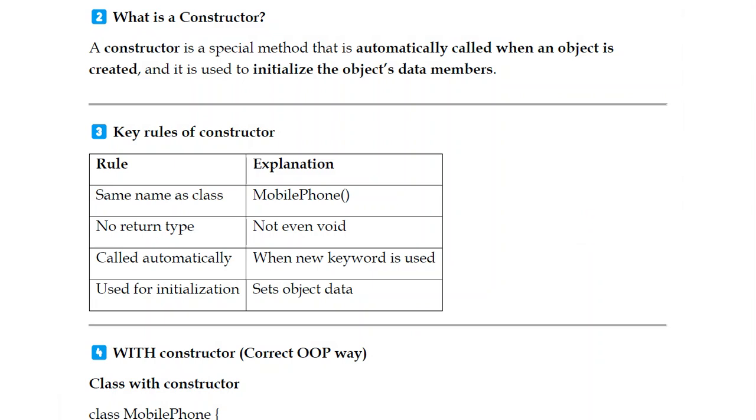Okay, so the rules for a constructor we already discussed. It has the same name as the class name. There is no return type. It will be invoked automatically. It's not required to explicitly call that constructor. It will be automatically invoked at the time of object creation with the help of the new keyword. What's the primary purpose? It is used for initializing the object's data members.